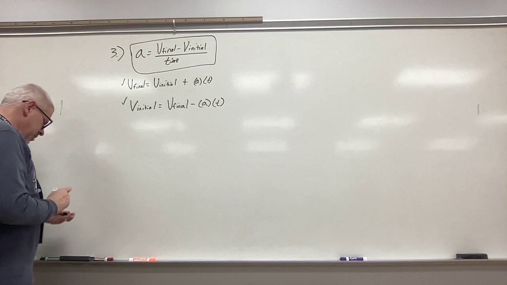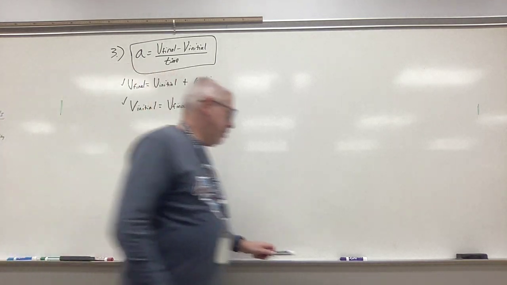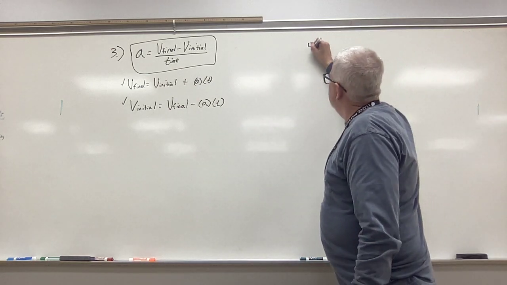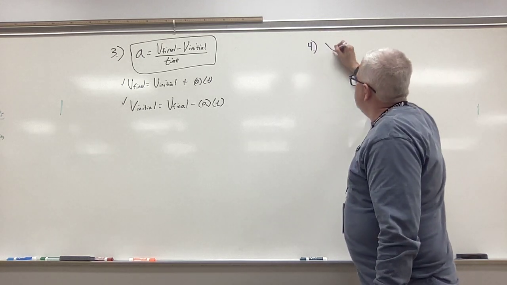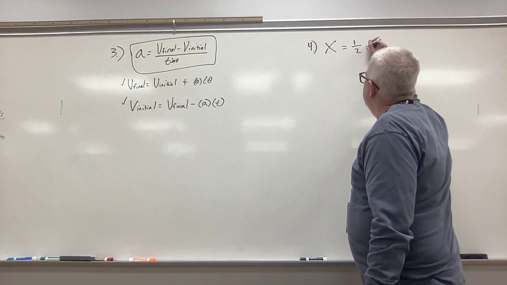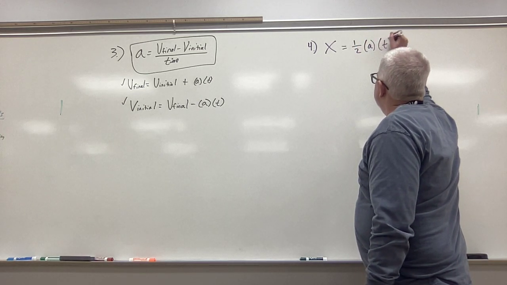The other formula that we tend to use is formula 4. And that's for displacement and acceleration. So we say x, which is our symbol for displacement, equals 1/2 times acceleration times time squared.